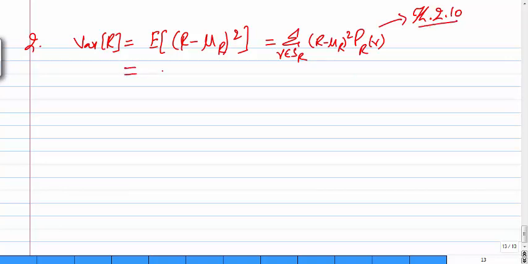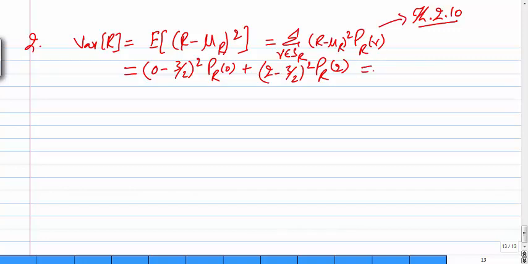Now we plug in the values. There are two values for R, 0 and 2, so it becomes 0 minus 3 by 2 whole square P R of 0 plus, plugging in the second value, 2 minus 3 by 2 whole square P R of 2. When you plug in the values, it becomes 3 by 4. Again the same result.